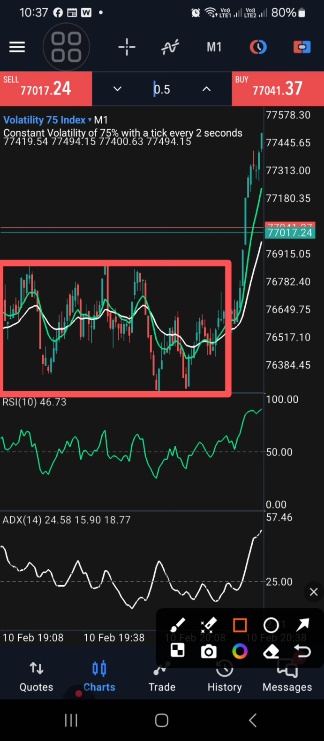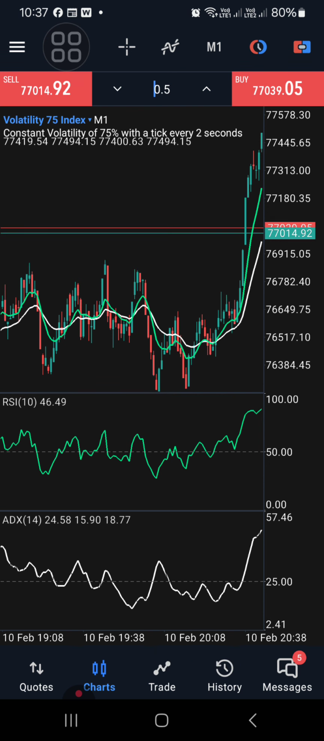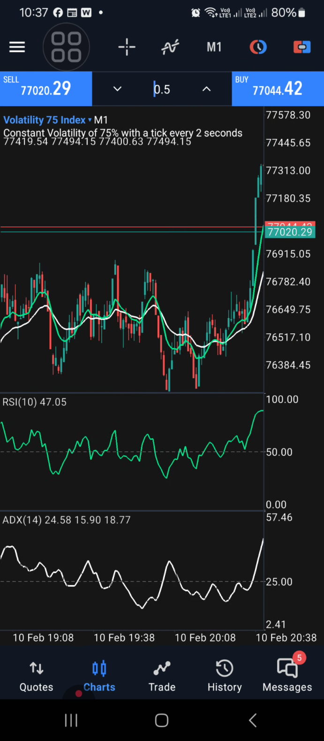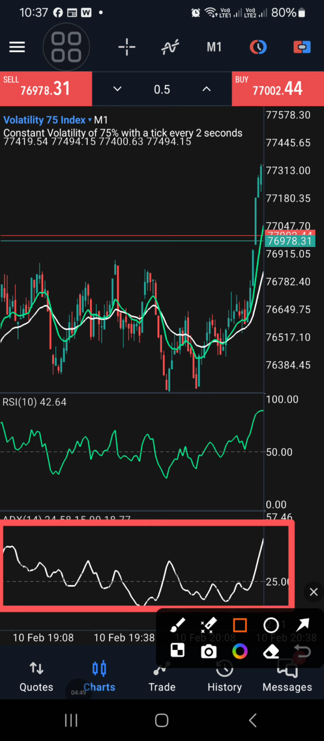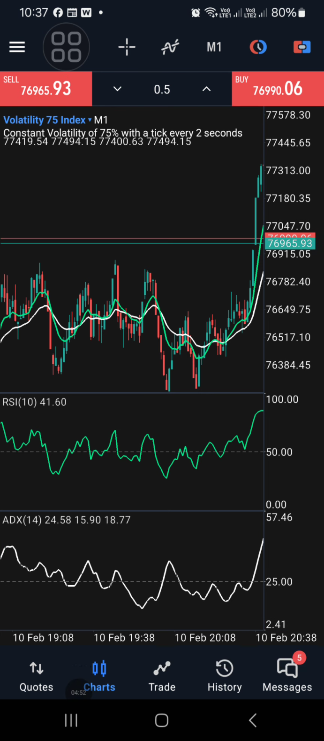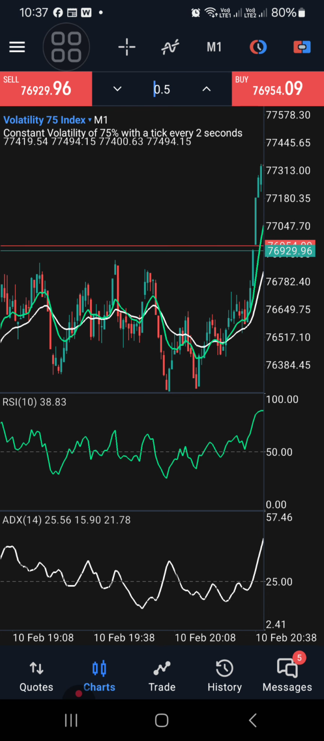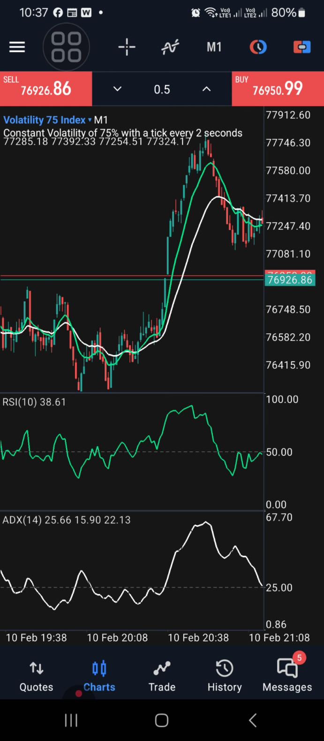There's a problem here with the crossover strategy. When the market consolidates, it gives a lot of false signals. To solve that problem of getting false signals, we added this particular indicator, the ADX, this one at the bottom here. With the ADX, it tells us when we have a stronger trend, be it an uptrend or a downtrend. We have the level 25, and when the ADX is above level 25, it tells us that there's a strong trend.